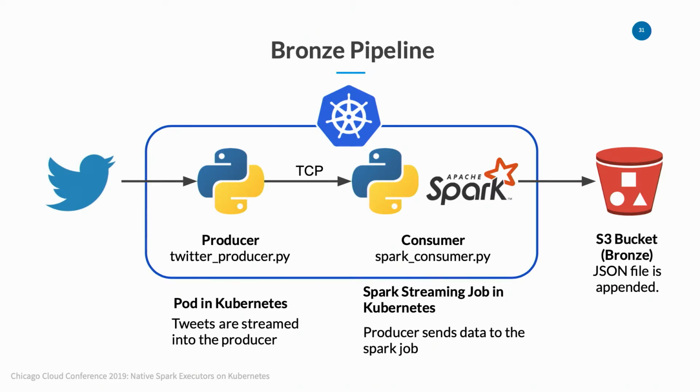What the Twitter producer does is it listens to data from hashtags from Twitter using the Twitter streaming API, and it's taking that and sending each tweet over a TCP connection, which the Spark consumer is consuming from, and the Spark consumer will then save it into the Bronze bucket. So that's that setup, and I'll walk you through the code for that.